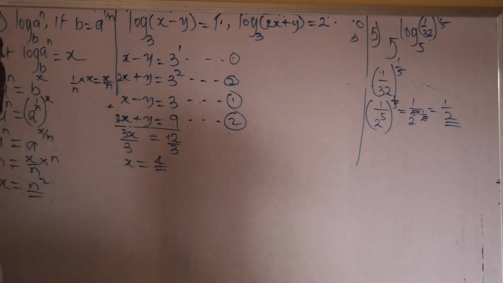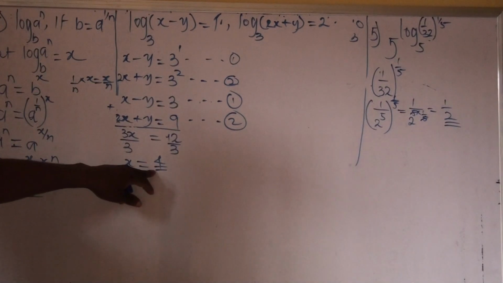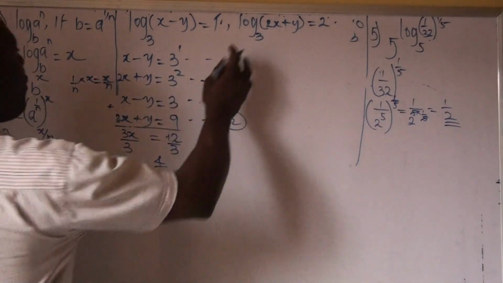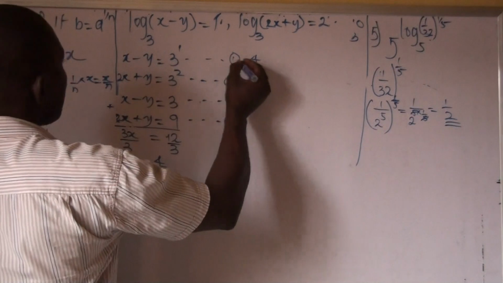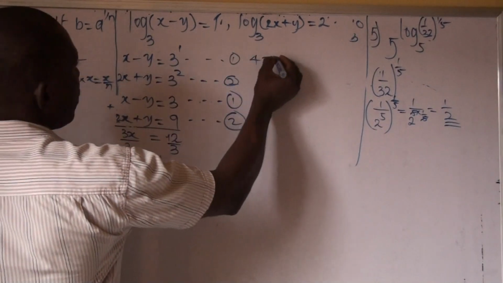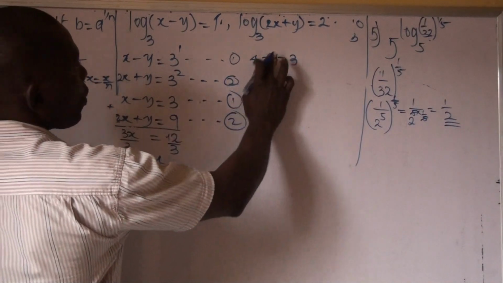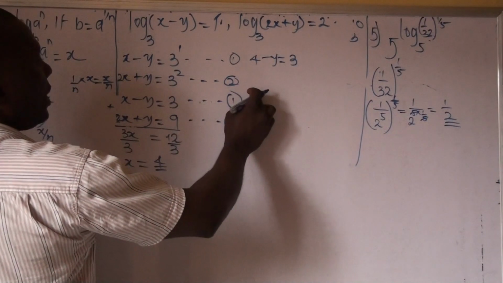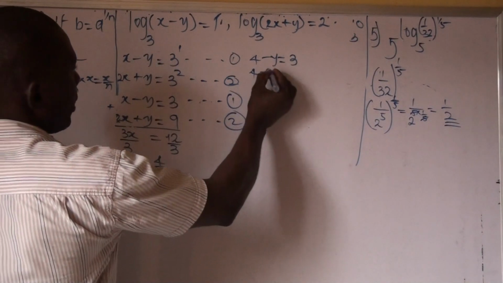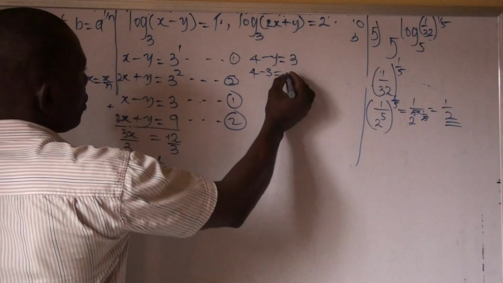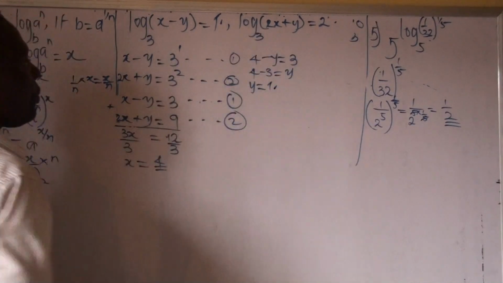Since we have obtained the value of x to be 4, we can obtain the value of y by putting the value of x in either of equation 1 or 2. Let's use equation 1, which is x minus y equals 3. With x as 4, we have 4 minus y equals 3. What we need to do here is move y this way and bring 3 this way. This is plus, as it's coming this way it becomes minus 3. This is minus, as it's going this way it becomes plus, so that y is equal to 1.